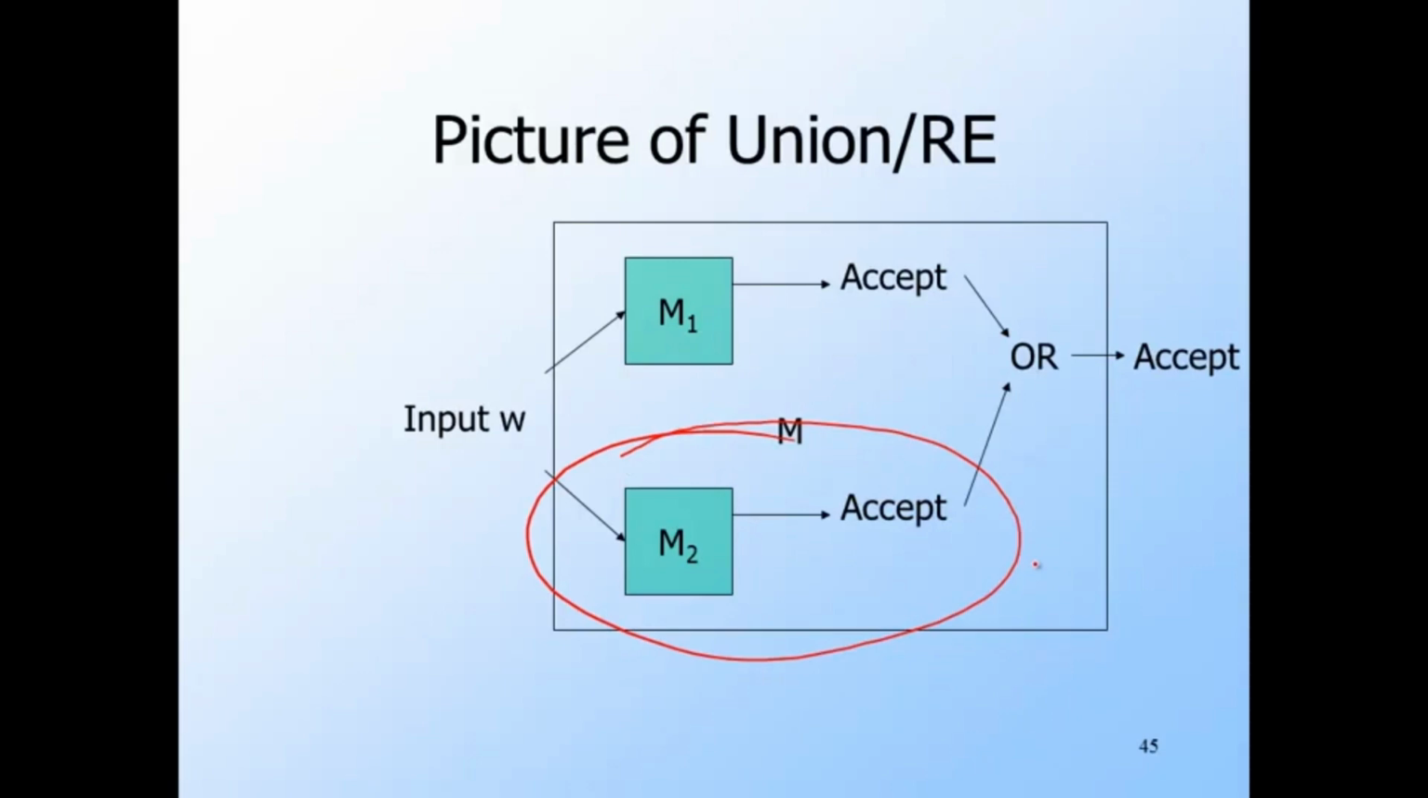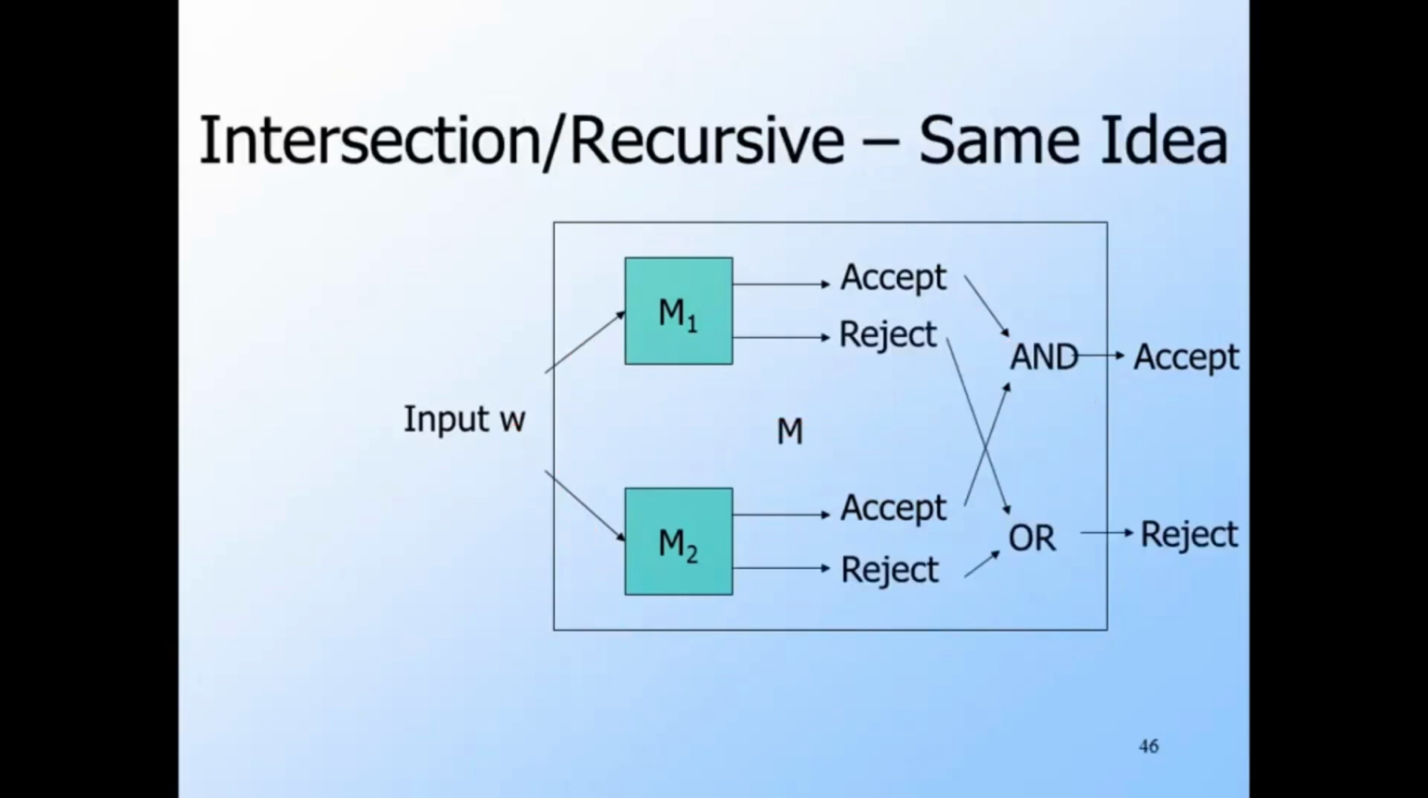Again, M feeds both the input W. If either raises the accept signal, then M does too. We have no idea what M does if neither accepts, but it doesn't matter. M has the form needed to show that the union of the languages of M1 and M2 is a recursively enumerable language.